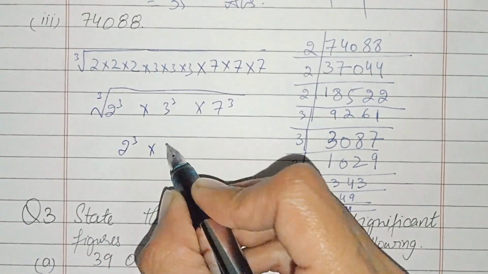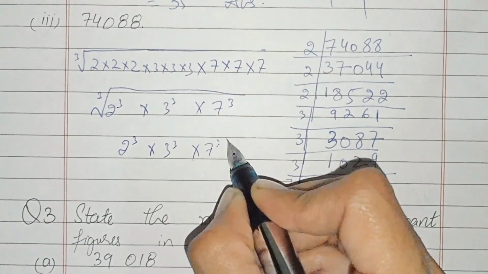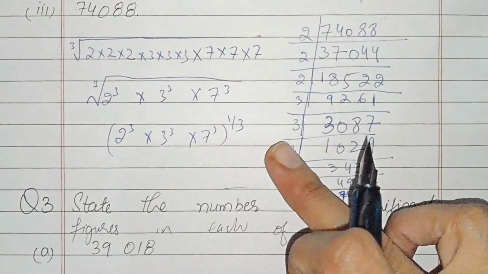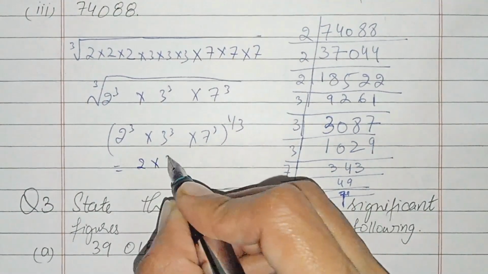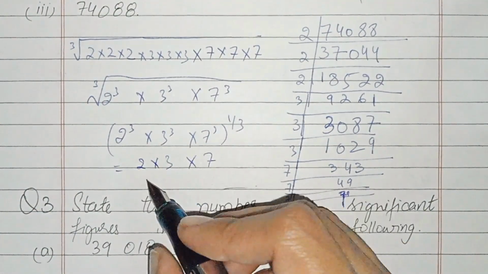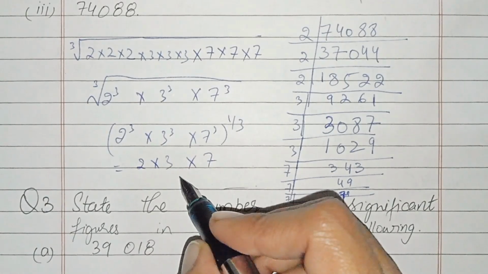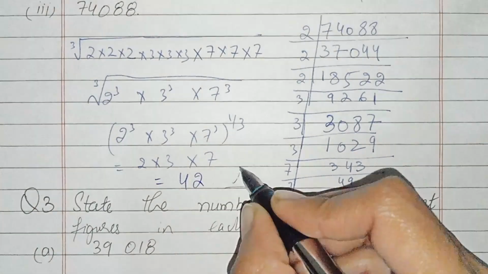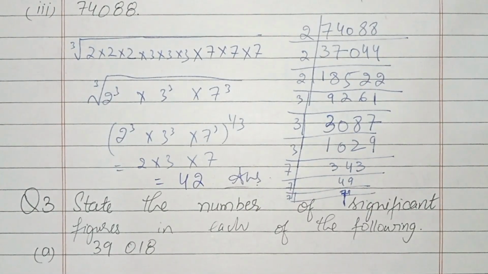2 power 3, and we get 1 by 3, and this value is cancelled by this value, and we get 2 multiplied by 3 multiplied by 7. 2 3 times 6, and 6 7 times 42, and this is the answer of part number 3. Now it's solved.